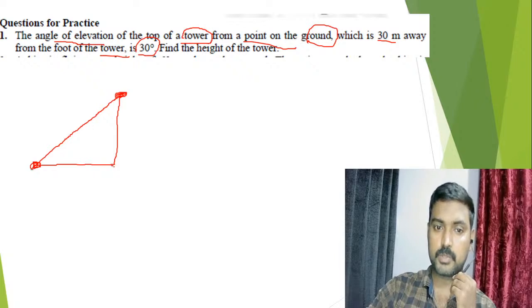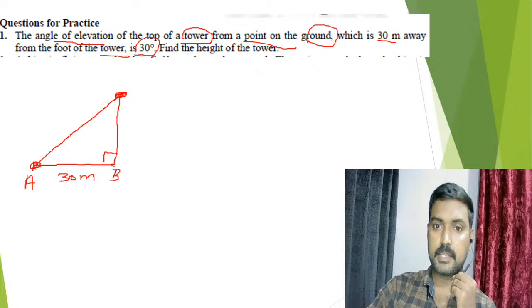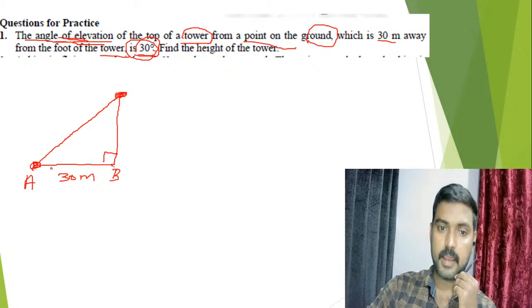From there to this point on the ground, suppose A is the point on the ground, then B is the foot of the tower. This distance is given as 30 meter. And it is given that the angle is 30 degree. What is 30 degree? The first sentence says that the angle of elevation is 30 degree. Angle of elevation means looking in an upward direction, which is 30 degree.